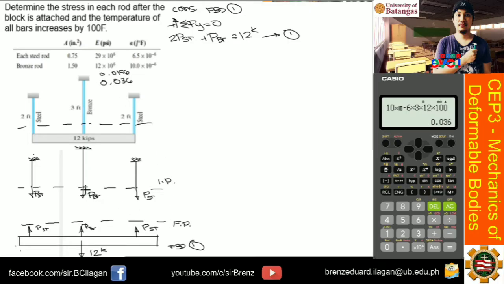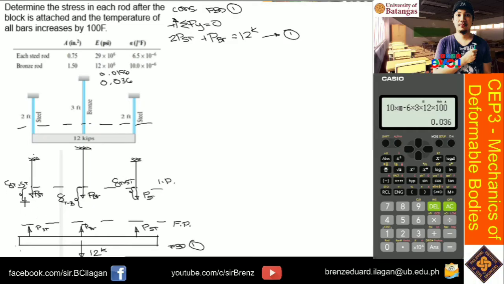So ibig sabihin nun, labelan ko na lang. Ito yung magiging deformation due to the temperature for bronze. So si steel mas maikli lang, 'di ba? Kasi mas matigas nga ito. Ayan. So yan yung magiging deformation. Kasya ba doon? So deformation due to the temperature of the steel. Okay. So ito ganun din kasi steel lang din siya. Ayan. So ito is deformation due to temperature of the steel.